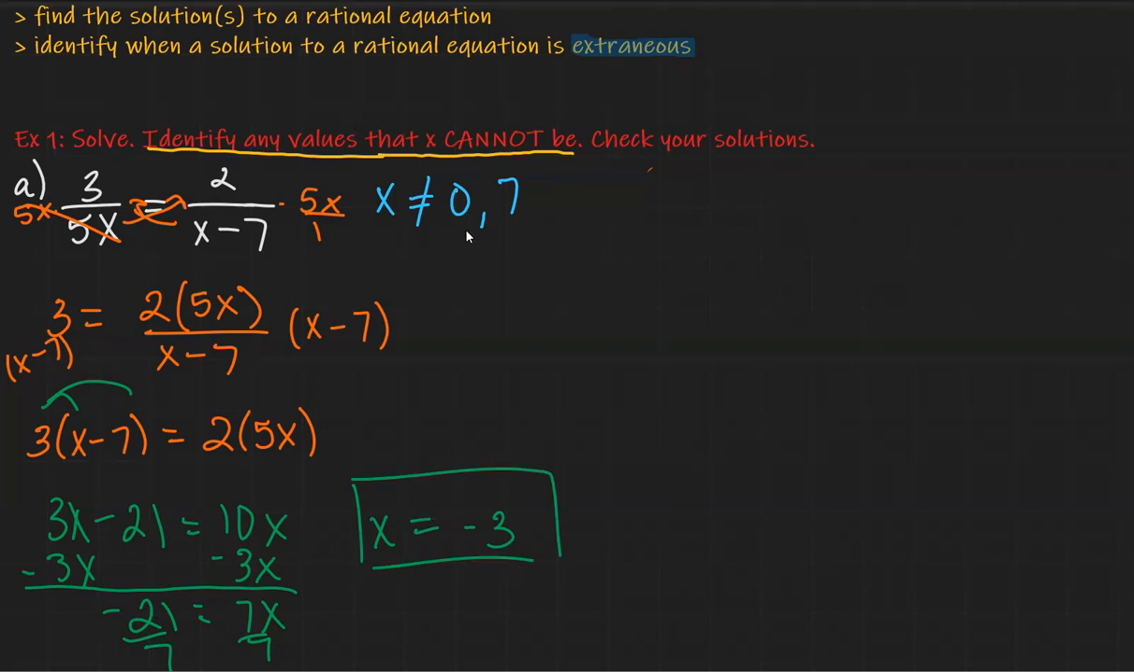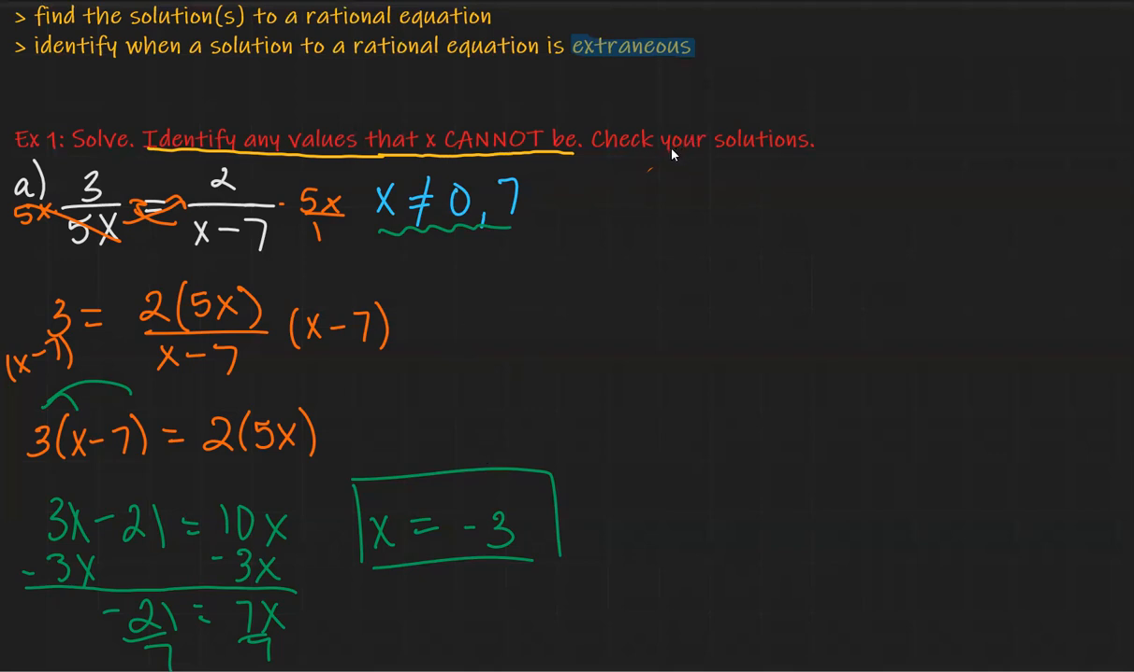All right, is that okay with the answers we had up here, or the restrictions? We'll refer to this as restrictions. Is this okay with the restrictions up here? Yes, because we didn't get 0 or 7. So we don't have to worry about throwing the negative 3 away. All right, so our answer is negative 3.